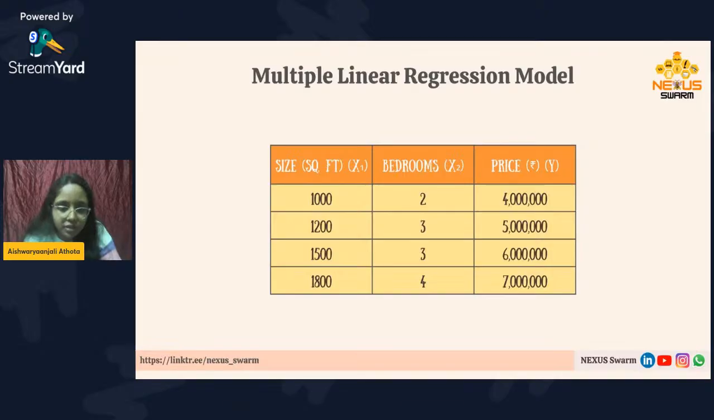I think I have an example. Here there is size, bedrooms, and price. Let us take just two features so it will be easy. For 1,000 square feet we have two bedrooms, and the price is this much. As the size increased, the bedrooms also increased, and the price is 50 lakhs. Then 1,500 square feet, with bedrooms again three only. The bedrooms did not increase, and the price is 60 lakhs.